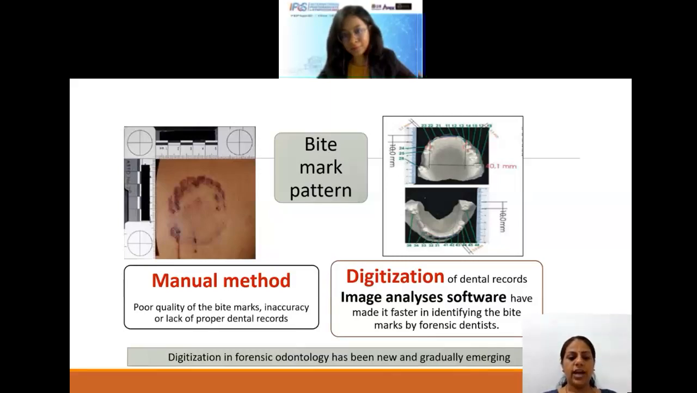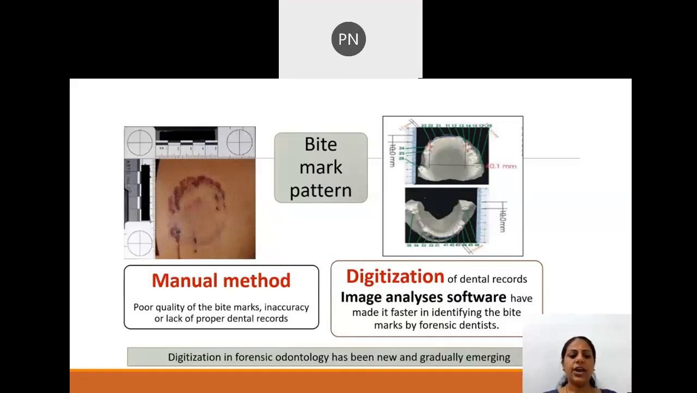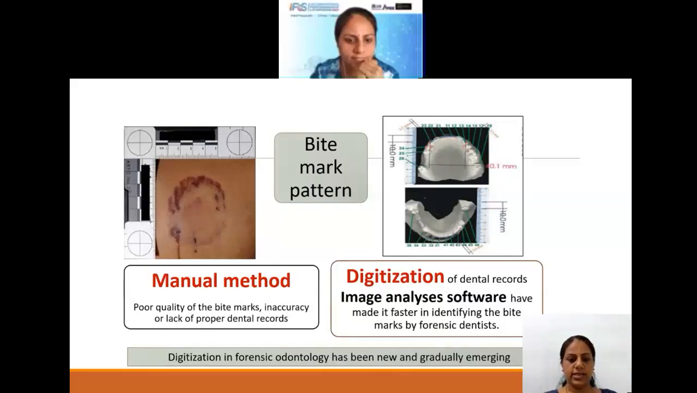Since long, manual methods have been used. However, poor quality of the bite marks and lack of proper dental records has led to its inaccuracy in the recent era. That is why digitization of dental records has emerged, and image analysis software has been used much faster in identifying bite marks by forensic dentists. So digitization in forensic odontology is new and gradually emerging.